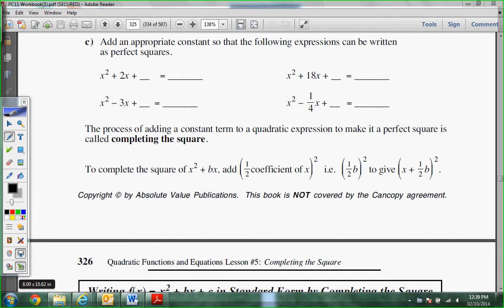Divide. Exactly. Divide the middle by 2. So what's 2 divided by 2? 1. What's 1 squared? That's what goes right there. So divide the middle by 2 and square it. Okay, good. And so that will be x plus 1 squared.